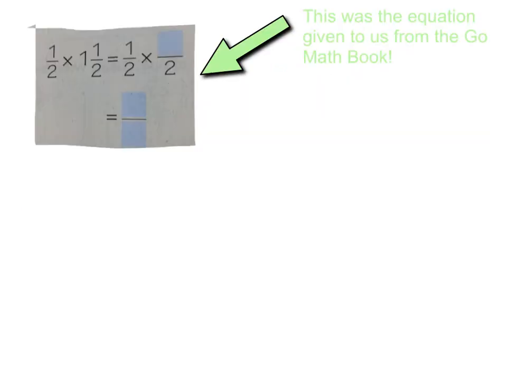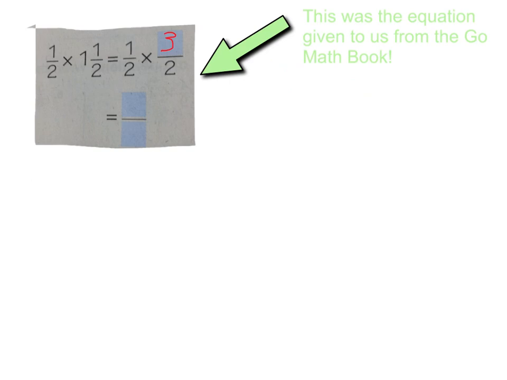This is the equation given to us from the Go Math book. 1/2 times 1 1/2 equals 1/2 times blank over 2 equals what? The first blank is going to be 1 1/2 as an improper fraction. 2 times 1 plus 1 equals 3. So the improper fraction is 3 over 2. The next step is to do 1/2 times 3 over 2.